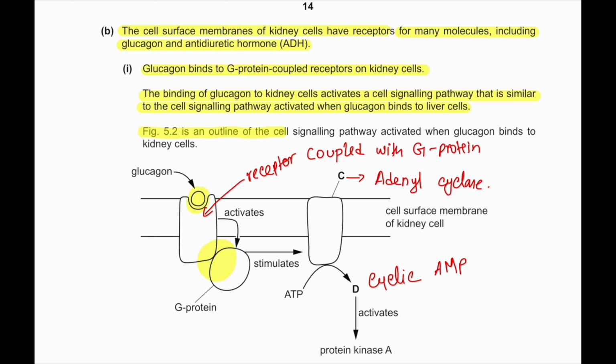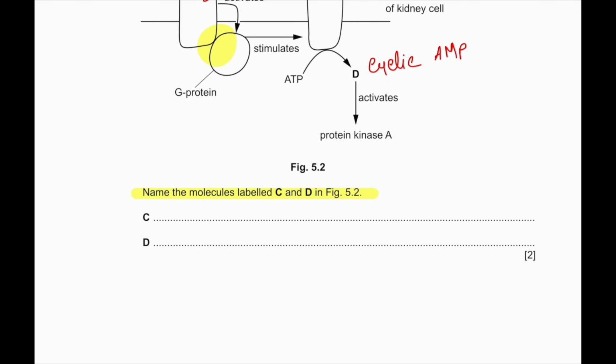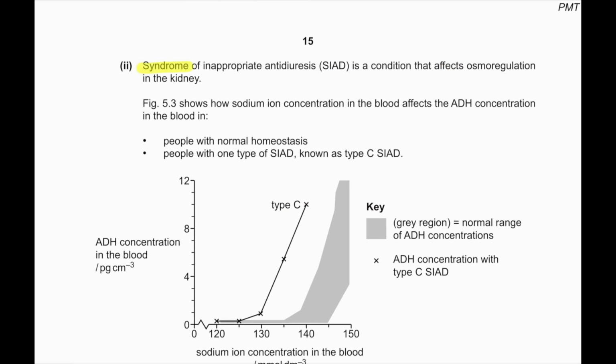Figure 5.2 is an outline of the cell signaling pathway when glucagon binds to kidney cells. Name the molecules labeled C and D. So as said earlier, C is adenyl cyclase and D is cyclic AMP or cAMP. Syndrome of inappropriate antidiuresis is a condition that affects osmoregulation in the kidney.